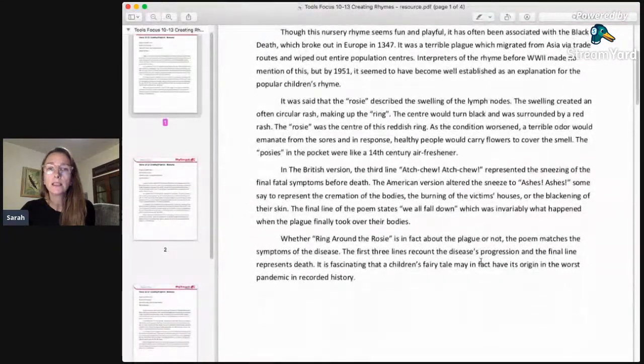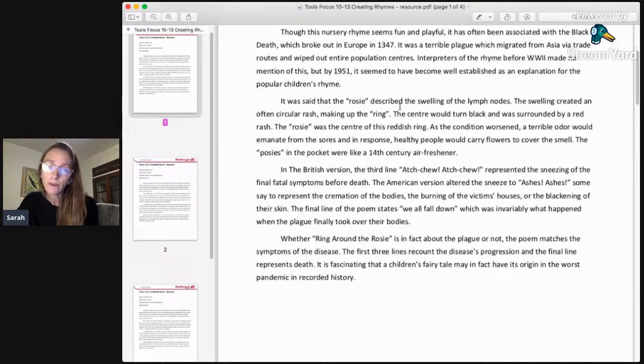It was said that the rosy described the swelling of the lymph nodes. The swelling created an often circular rash, making up the ring. The center would turn black and was surrounded by a red rash. The rosy was the center of this reddish ring. As the condition worsened, a terrible odor would emanate from the sores, and in response, healthy people would carry flowers to cover the smell. The posies in the pocket were like a 14th century air freshener.